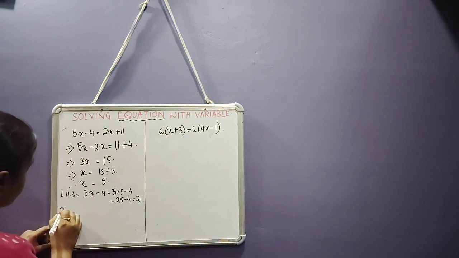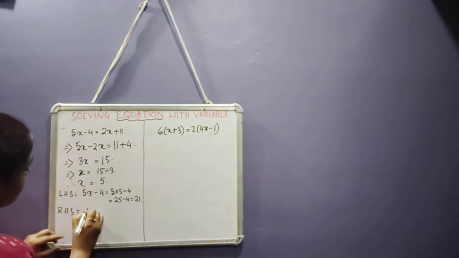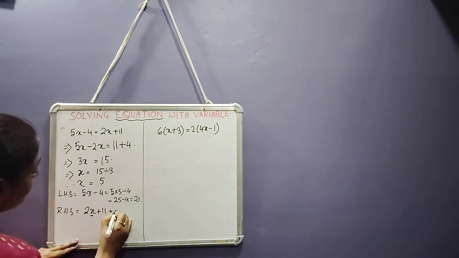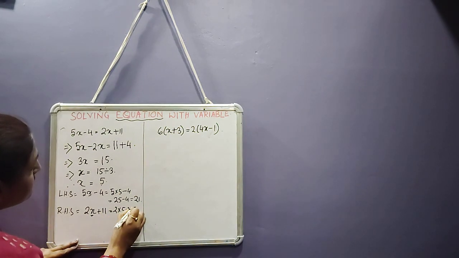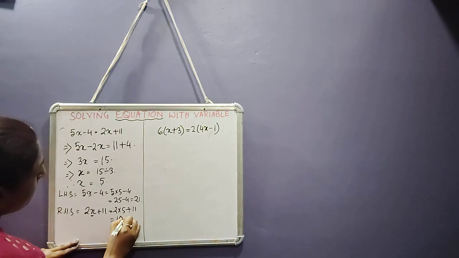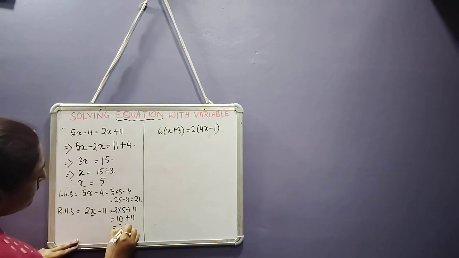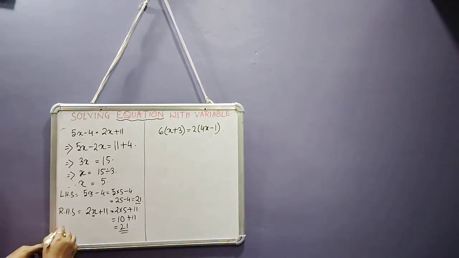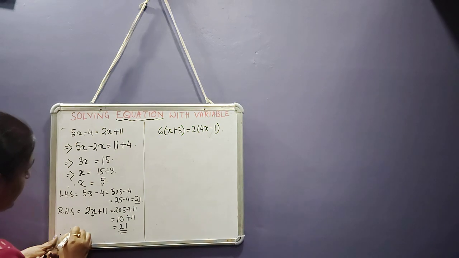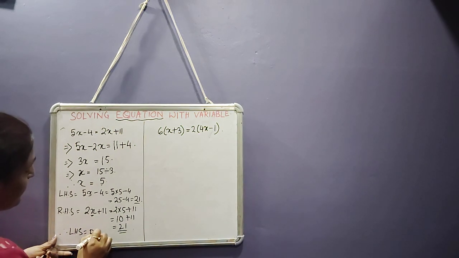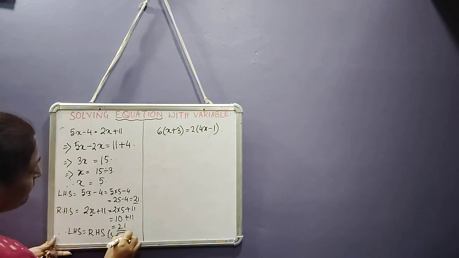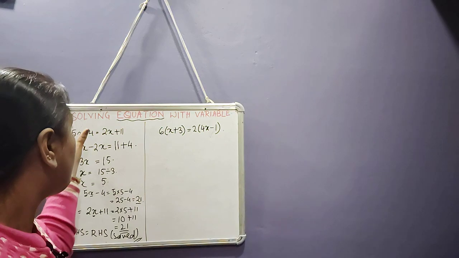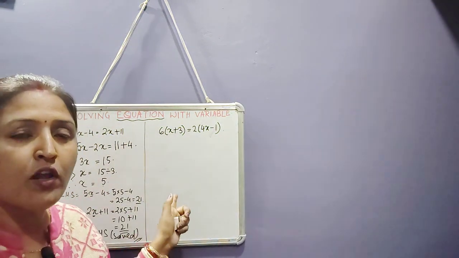Now come to the right hand side. The right hand side is 2x plus 11. In place of x we will write 5. 2 into 5 plus 11, that is 10 plus 11 equal to 21. Now you can see that on both sides the answer is 21. Therefore you can write that left hand side is equal to right hand side. Solved. This is the case when both sides have variables, so you can solve it in that way.